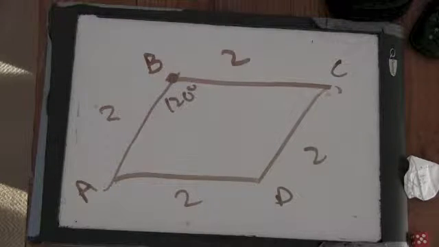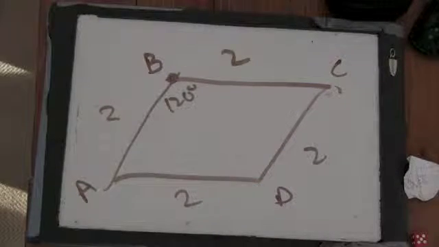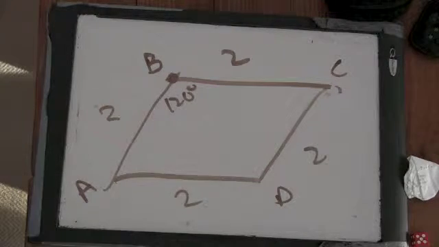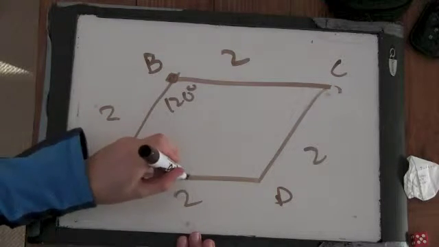It says rhombus ABCD has side length 2 and angle B is 120 degrees. Region R consists of all points inside the rhombus that are closer to vertex B than any of the other 3 vertices. What is the area of R? Interesting little problem. How are you thinking about it this morning?